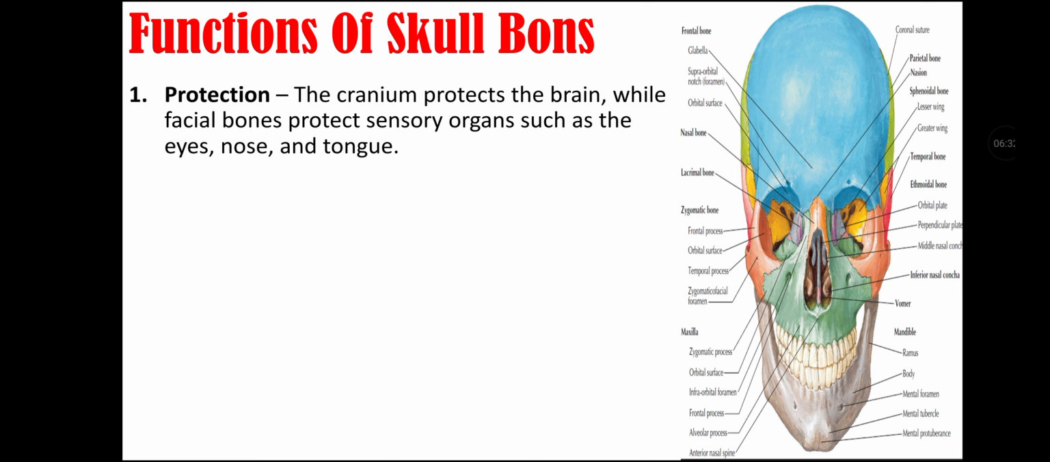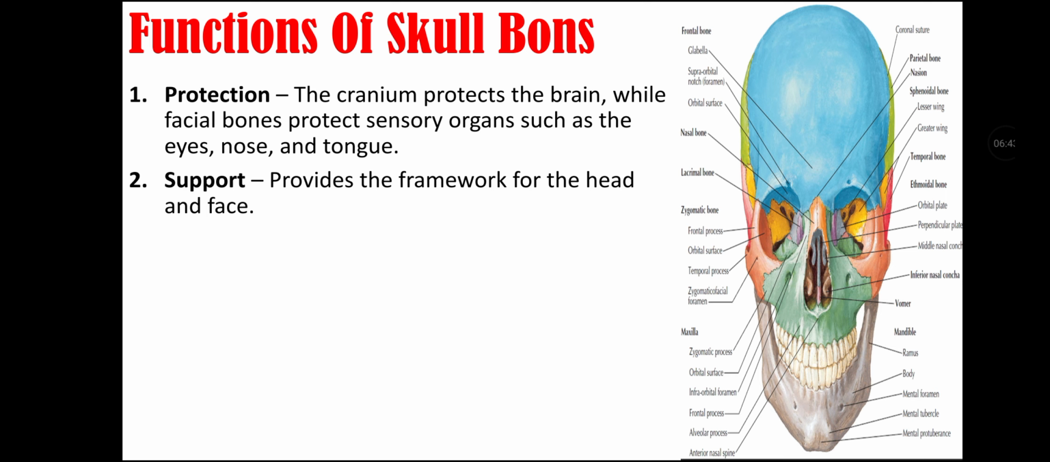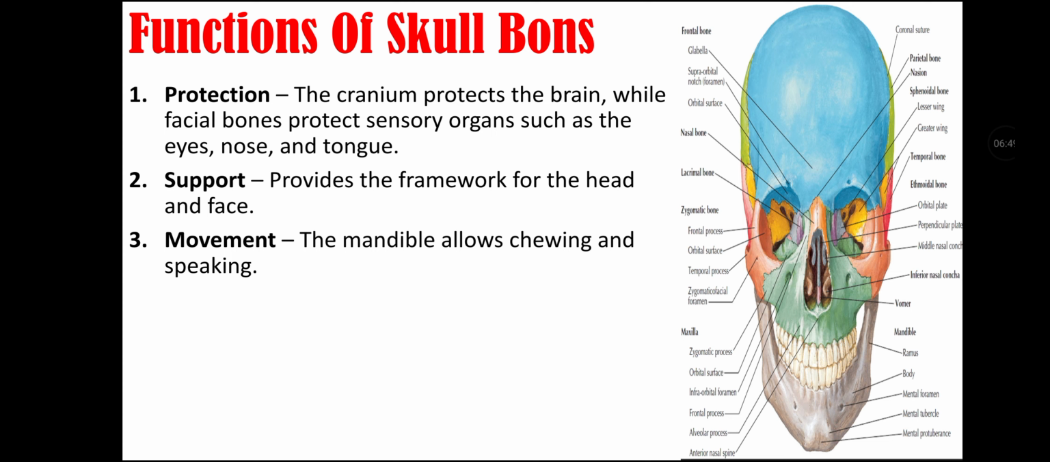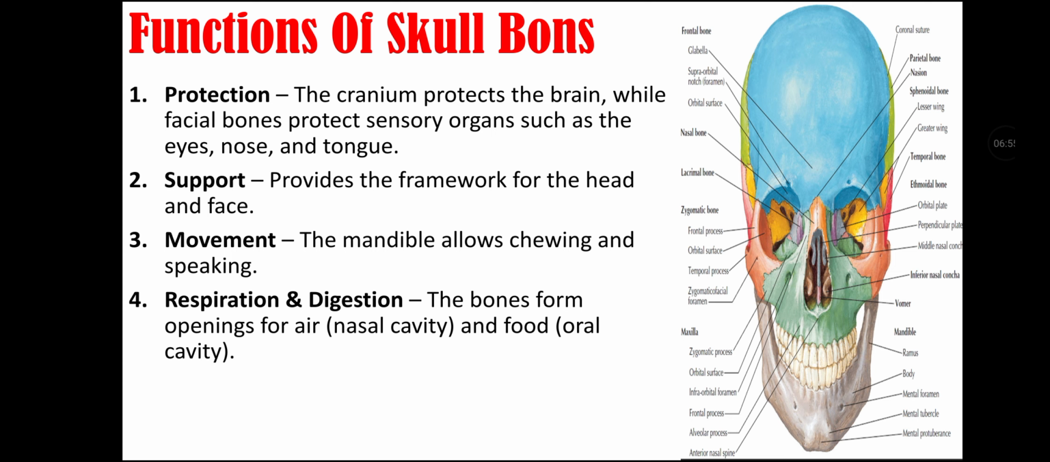Functions of skull bones include: first function is protection, as the cranium protects the brain while facial bones protect sensory organs such as eyes, nose, and tongue. Second function of skull bones is support, as it provides a framework for the head and face. Third function is movement, as the mandible allows chewing and speaking. Fourth function is respiration and digestion, as the bones form the openings of the air and food cavities.